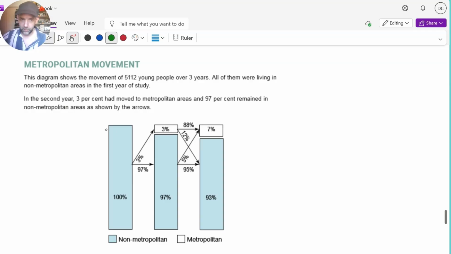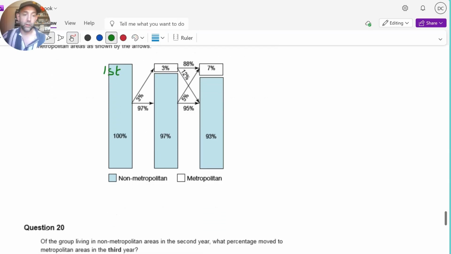So I'm just going to put first here to make it clear. And then after the first year, 97% remained, which is why this is shaded as non-metropolitan in our key, whereas 3% changed. And then we've actually got the second to the third year as well, but I would assume that's what our question is going to be about when we scroll down. So question 20 says, of the group living in non-metropolitan areas in the second year, so I'm just going to write second here, what percentage moved to the metropolitan areas in the third year?